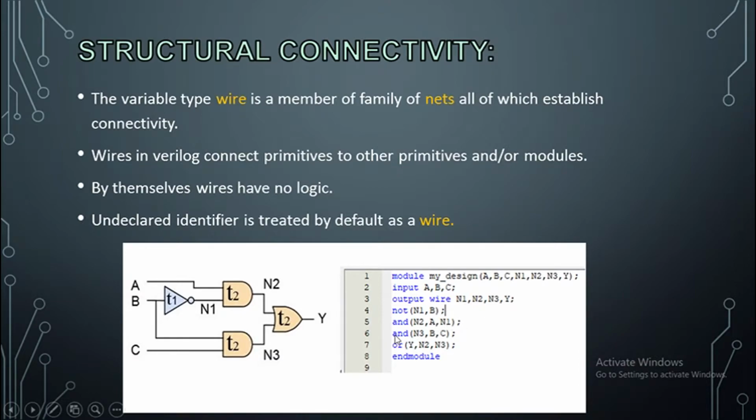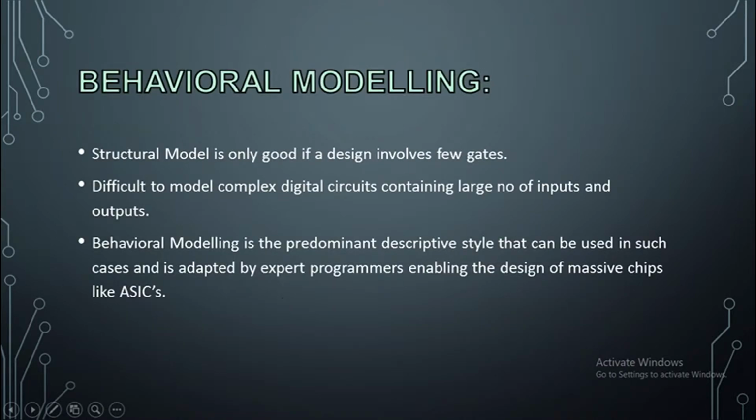Second, we have another AND gate. Its output is N3. We declare it first, followed by the inputs B and C. And finally, we have the OR gate, whose output is Y. We declare it first, followed by the inputs N2 and N3. So this is how the structural modeling design works.